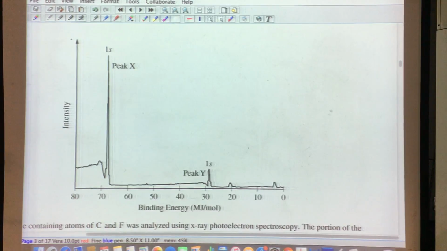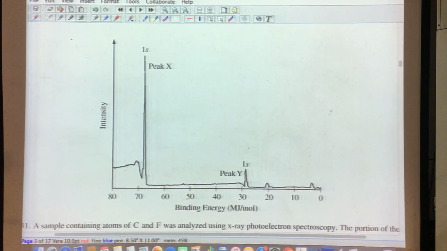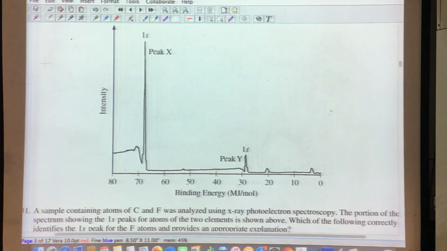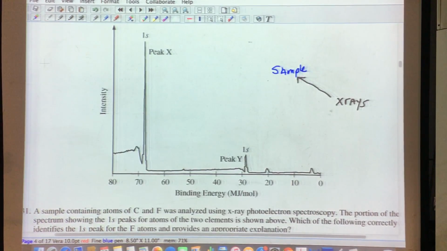Okay, here comes photoelectron emission spectroscopy questions. You're going to have these peaks, and binding energy. All we're doing in this type of question is taking a sample. Basically, using the photoelectric effect, we're shooting X-rays at the sample. High energy photons. Some electrons are emitted.